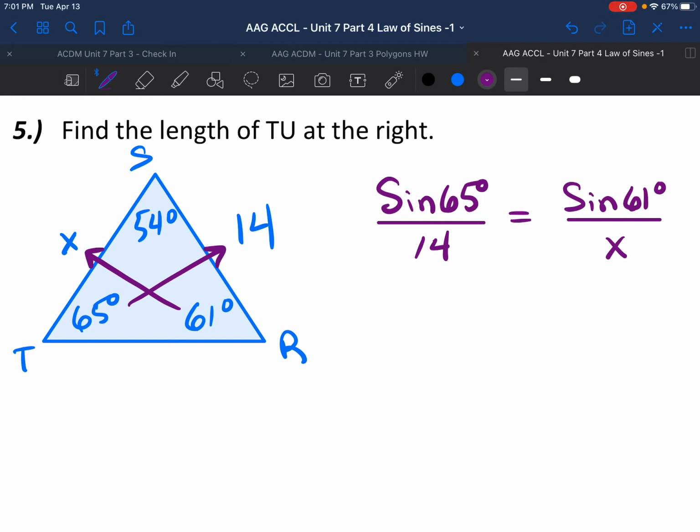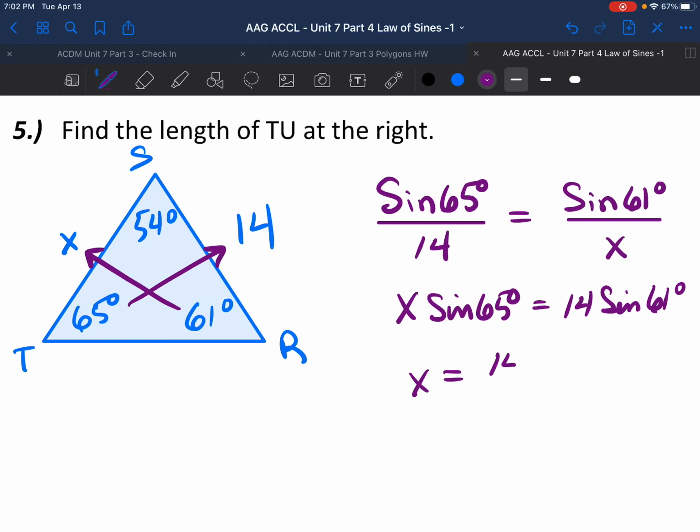Now, after doing this numerous times in class, guys, I'm just going to skip to the next step, and hopefully you can follow along. I'm going to have x sine 65 degrees equals 14 sine 61 degrees. I'm going to get x alone by dividing by the sine of 65 degrees. And guys, I want to see this step right here, okay? 14 sine 61 divided by the sine of 65 degrees.